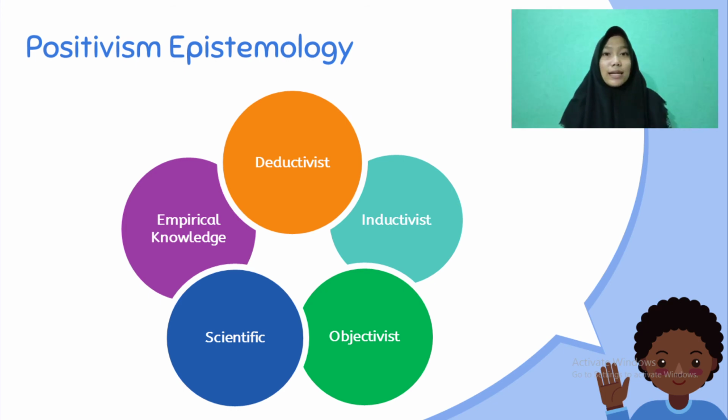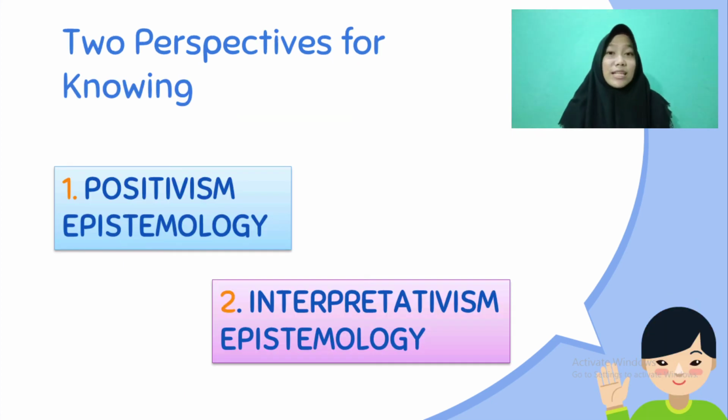So the last one is scientific. Scientific means that, as scientists, we have to conduct a scientific statement rather than normative statement. So the second perspective is interpretivist epistemology. Well, social reality has a specific meaning and relevant structure for the people living, acting, and thinking within it.